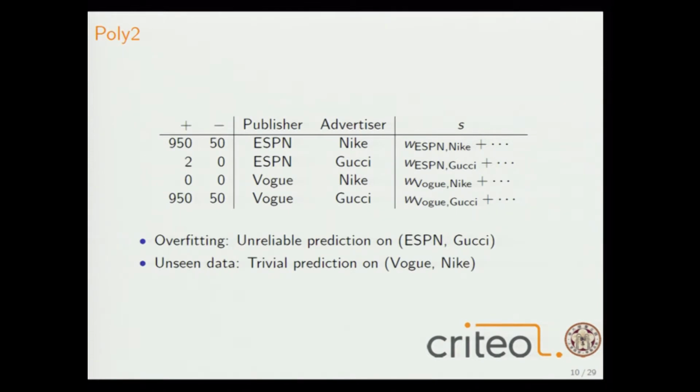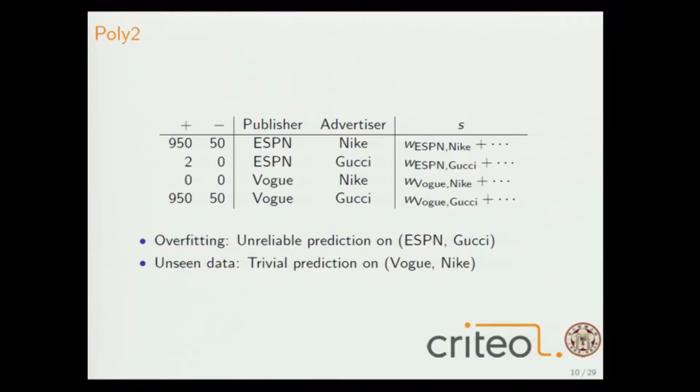So what's the problem of poly2? The problem happens when the data set is sparse. Let's say you only have two impressions from Gucci to ESPN. Then your prediction is unreliable, because you are learning this weight from only two data points. The second problem is that, for example, for Nike to Vogue, you may have completely no impression. In this case, you have nothing to learn for W_Vogue,Nike, so your prediction will be trivial.